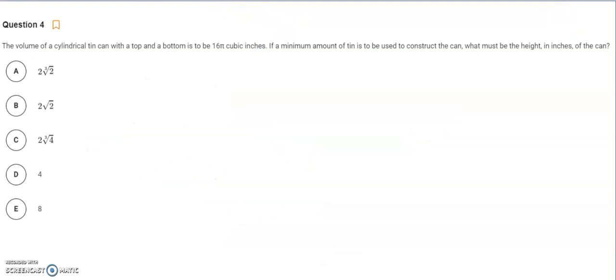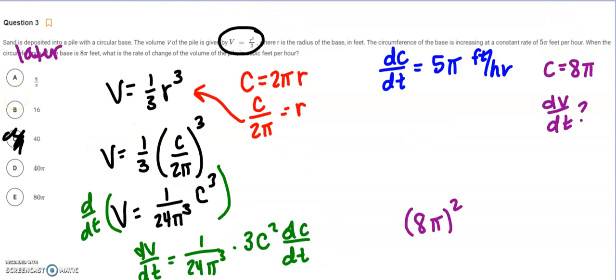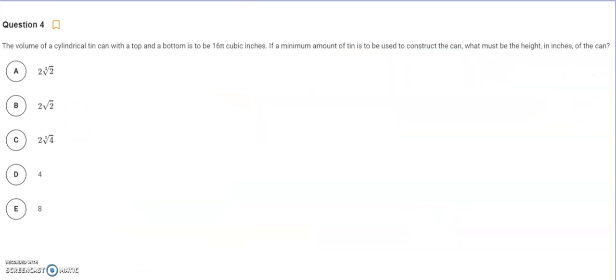All right. Technically units, because it was dV/dt, would have ended up being cubic feet per hour, right? So feet cubed per hour.